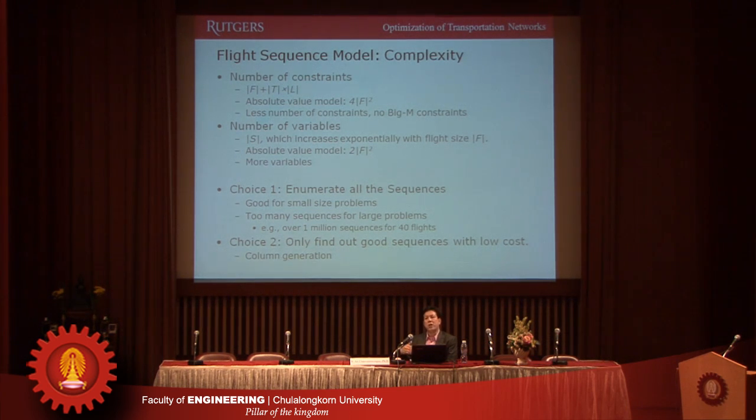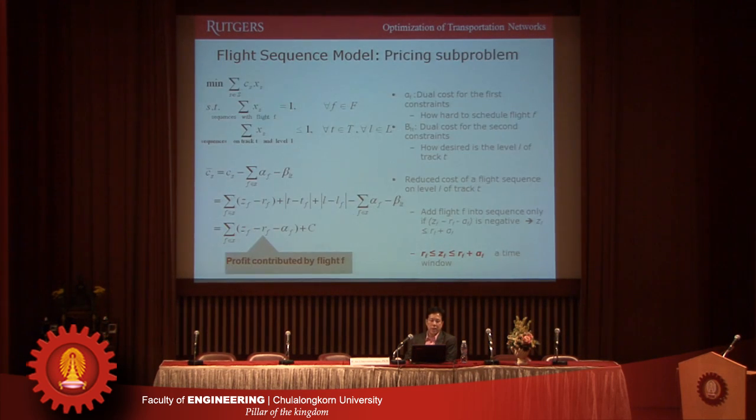So again, to generate all possible strings, we're talking about millions and millions of strings. So if you have 40 flights being requested, you can have up to 1 million sequences. So imagine how you can come up with a good solution. That's very difficult. So column generation is used to find only good sequences with the low cost. Again, when you generate sequences, you can eyeball and see that some of the obvious sequences don't make sense. So you can somewhat remove them.